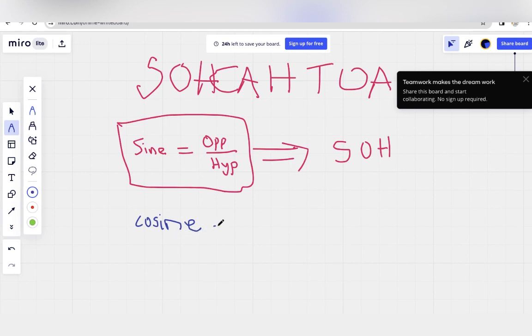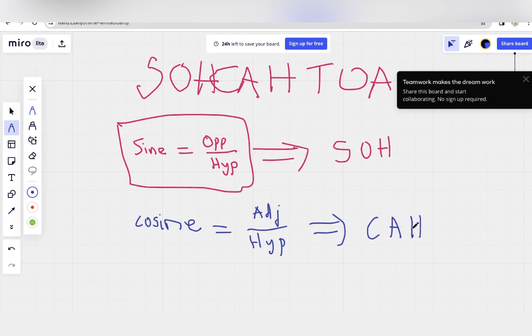Cosine is equal to, you look at it, CAH: adjacent over hypotenuse. So we write the adjacent, we abbreviate it ADJ, over hypotenuse HYP. When you have your adjacent over hypotenuse, we're going to show it in a triangle so that you can get exactly what we're saying. So CAH: cosine is equal to adjacent over hypotenuse.